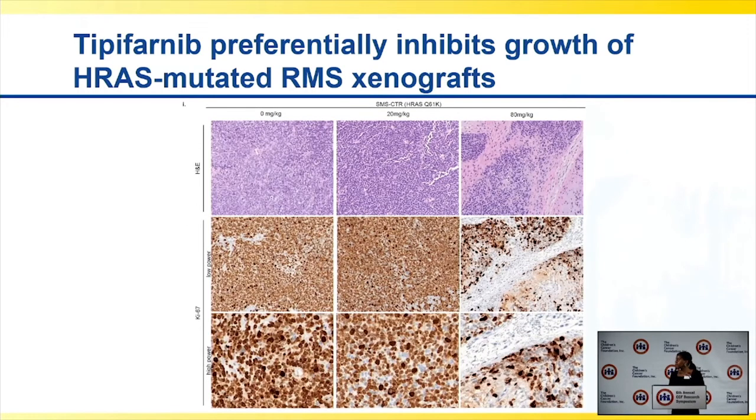When we looked at cut and stained sections of tumors at the end of therapy, on H&E, we were able to appreciate a decrease in cells in our highest treatment group in our most sensitive model. And then when we looked at Ki67, a marker of cell proliferation, we were able to see decreased Ki67 staining in our highest treatment group.